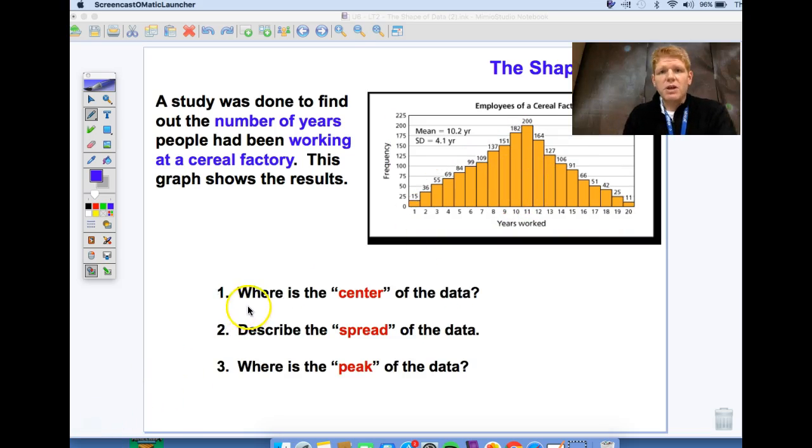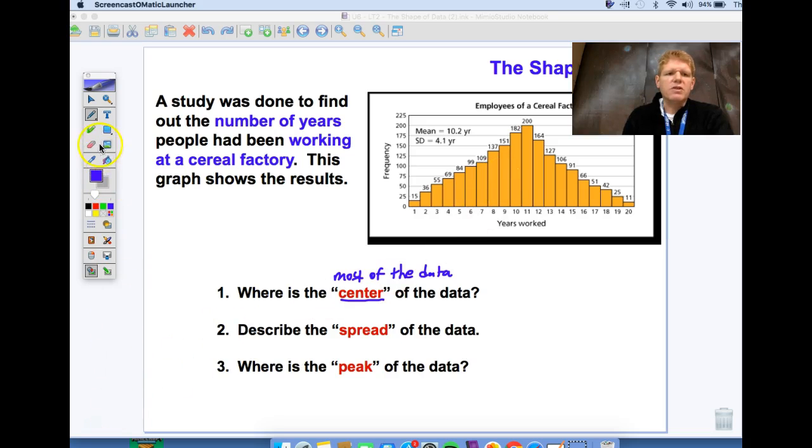And when we look at data, we use some mathematical statistical words. One of them is center. We use the word center to refer to where most of the data is. We use that word a lot. The center of the data is where most of our scores or our people or our information is.